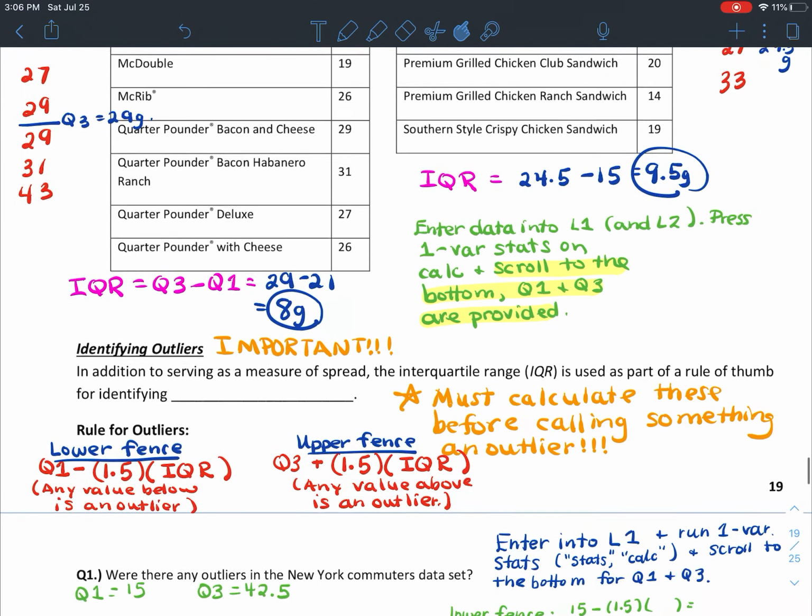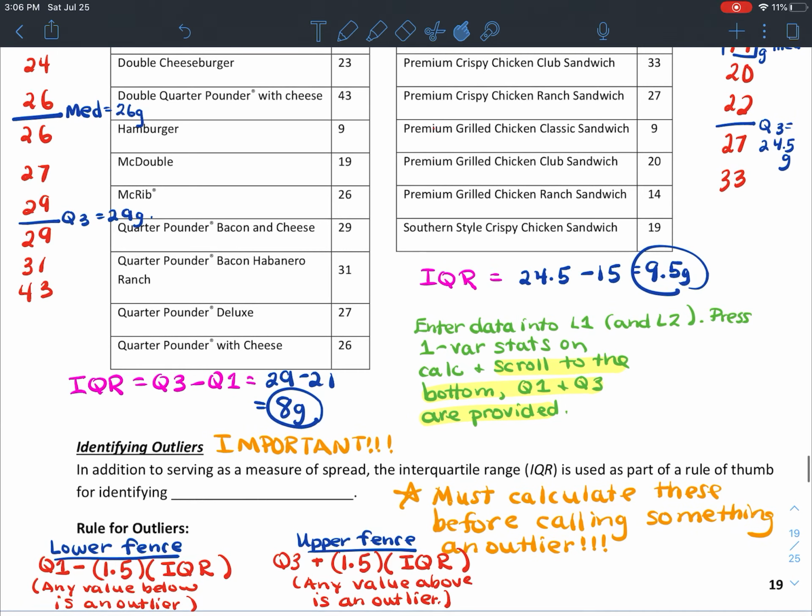This is huge. Identifying outliers. This is a formula that you definitely need to make sure that you commit to memory. In addition to serving as a measure of spread, the interquartile range is used as part of a rule of thumb for identifying outliers. A lot of times we've just been looking at these graphs and saying, oh, that dot that's all the way off to the side looks like an outlier. Well, in stats, there is a specific way that we can say for sure whether something is an outlier or not.